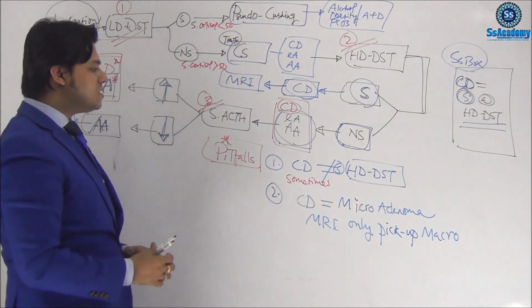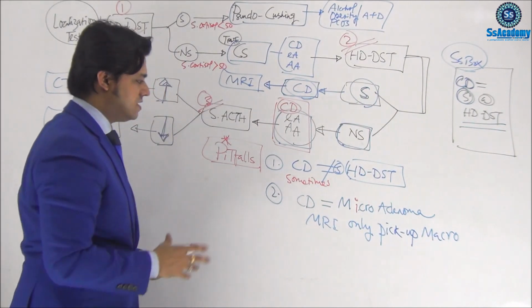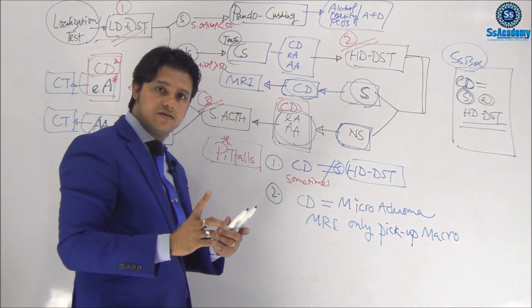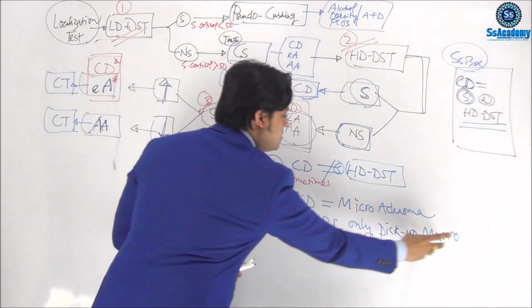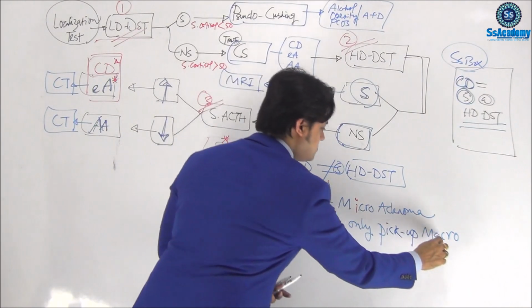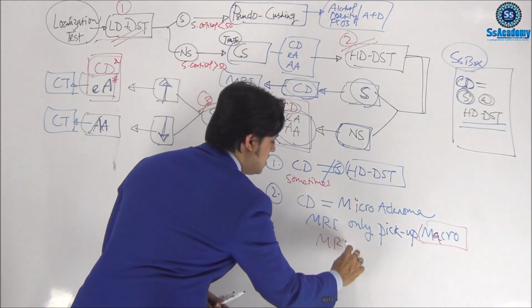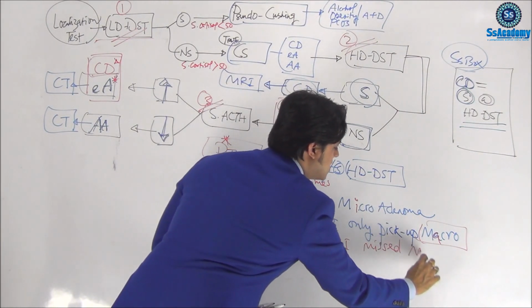So what I am saying, pituitary Cushing disease is caused by microadenoma. Once again, I am saying pituitary Cushing is caused by microadenoma. But MRI only picks up macroadenoma. Means MRI misses microadenoma.